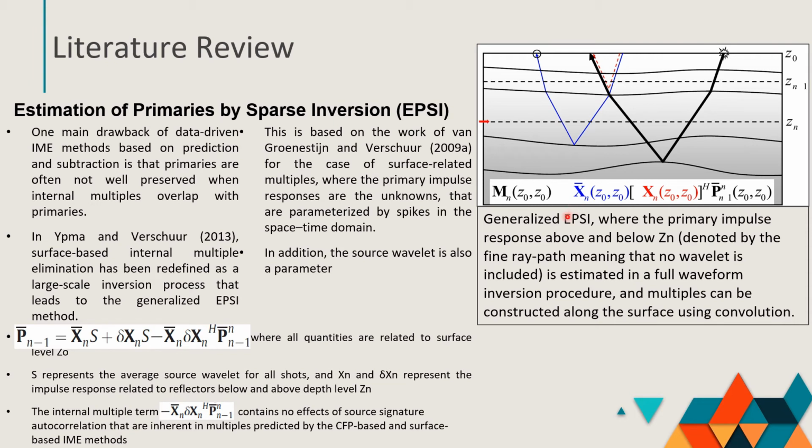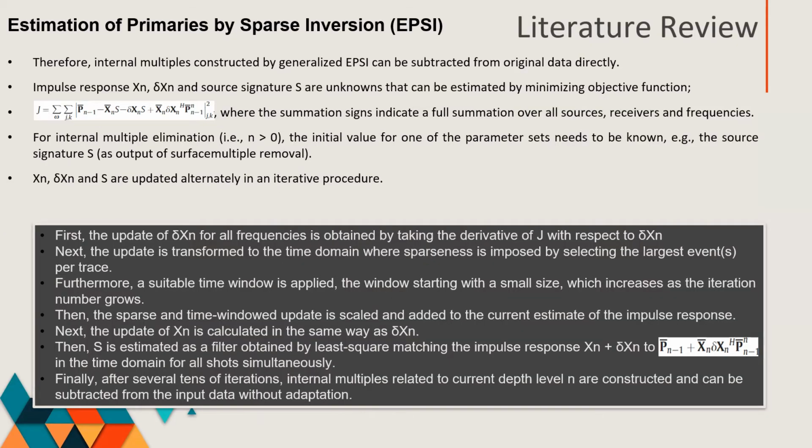In generalized EPSI, the primary impulse responses above and below Zn, denoted by the fine-rate path, mean that no wavelet is included and is estimated in a full waveform inversion procedure, and multiples can be constructed along the surface using convolution. From the previous statement, therefore, internal multiples can be constructed by generalized EPSI and can be subtracted from the input data directly. The impulse responses Xn and delta Xn and the source signature S are unknown and can be estimated by minimizing the objective function from the equation, where the summation sign indicates a full summation over all sources, receivers, and frequencies.